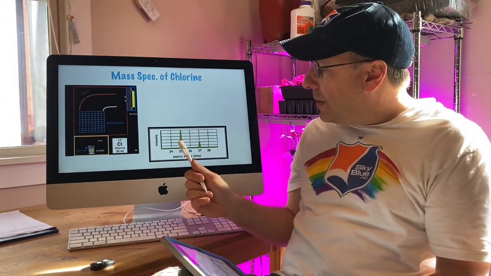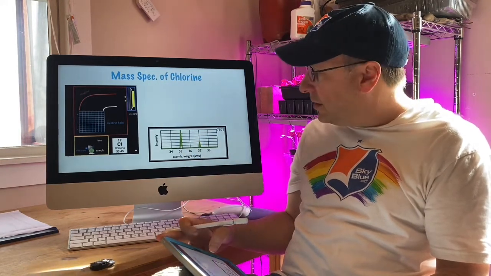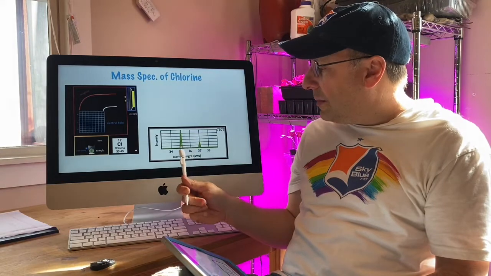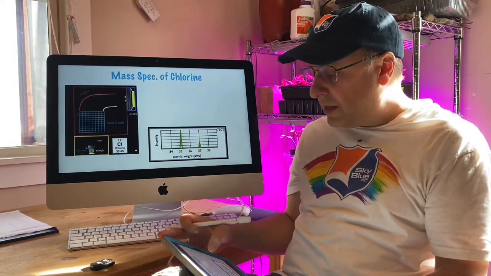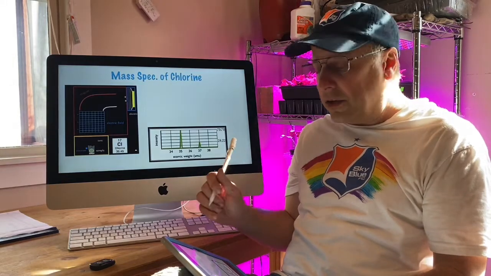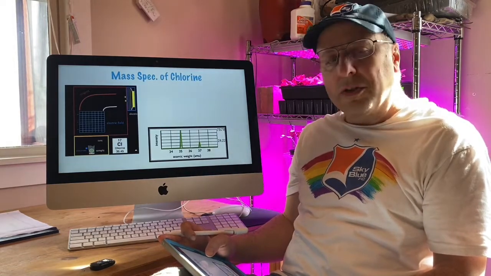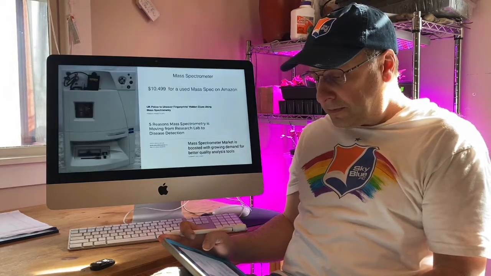They find that many more particles are hitting at 35 compared to 37. So not only can they figure out the mass of the different isotopes, they can figure out the relative abundance for those isotopes in nature. So a very important device. Again, it's called the mass spectrometer.